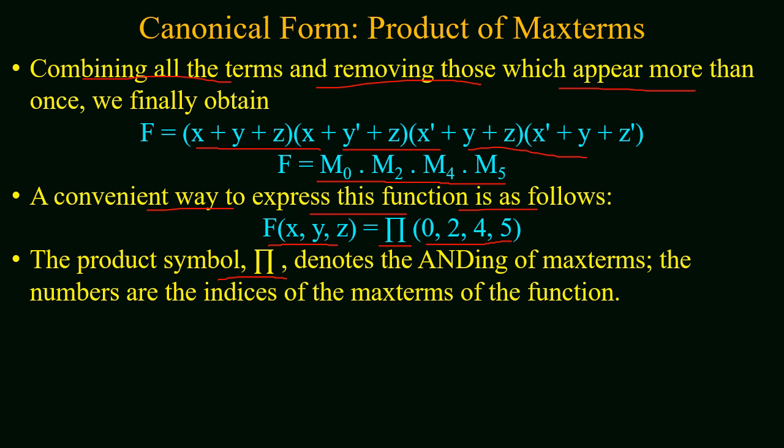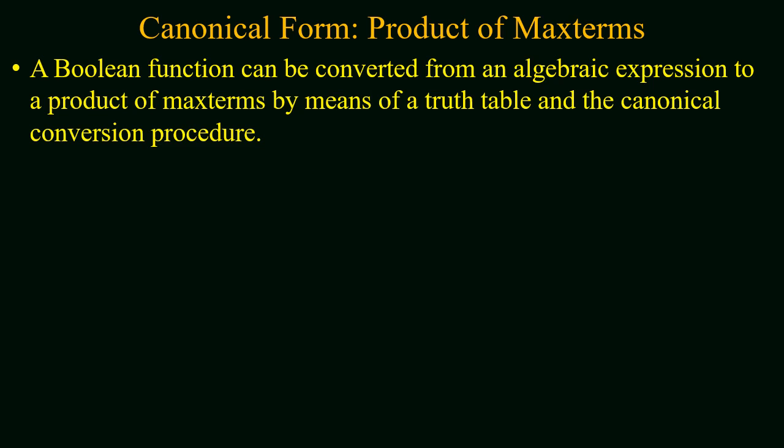Here the pi symbol represents multiplication or product, and the numbers following the product sign indicate the terms which are being multiplied, and the function variable f represents the output, followed by a list of variables x, y and z, which represent the input variables. Now a Boolean function can be converted from an algebraic expression to a product of Maxterm form using the truth table, like in the previous case, as we have converted a Boolean function from an algebraic expression to a sum of minterms form.